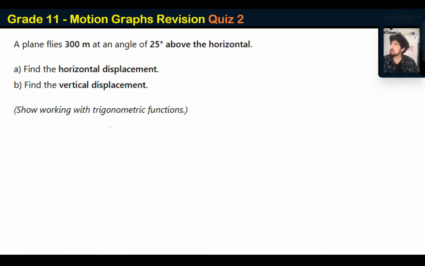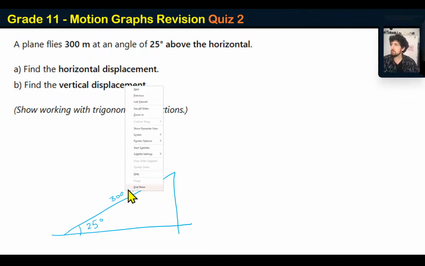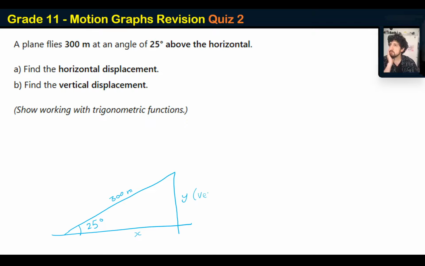Right, let's have a look. What I need to do is look at what's going on. The plane's flying 300 meters at an angle of 25, so the best thing to do is to sketch it out. So this is the situation we're looking at. There's a triangle, there is the angle, 25 degrees, and that is 300 meters. What I need to do is find the y component and the x component. The y is the vertical.